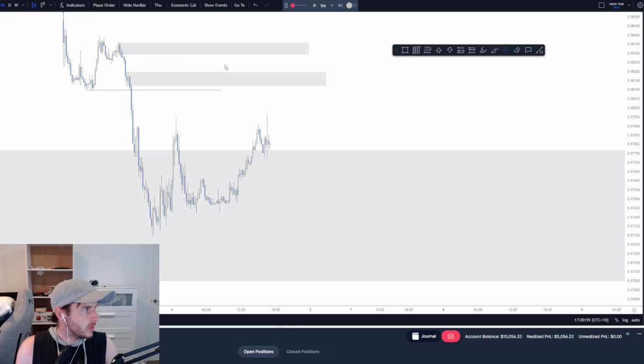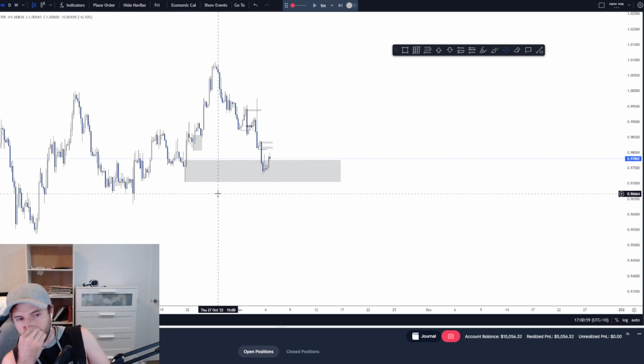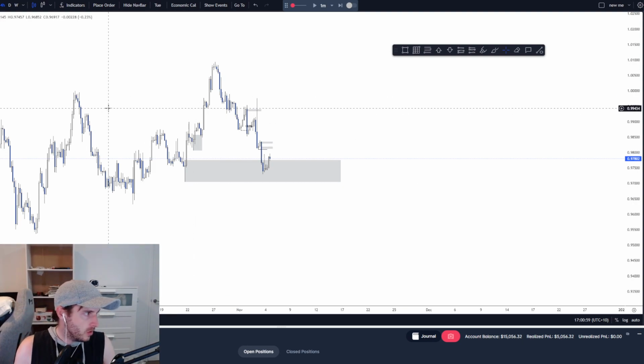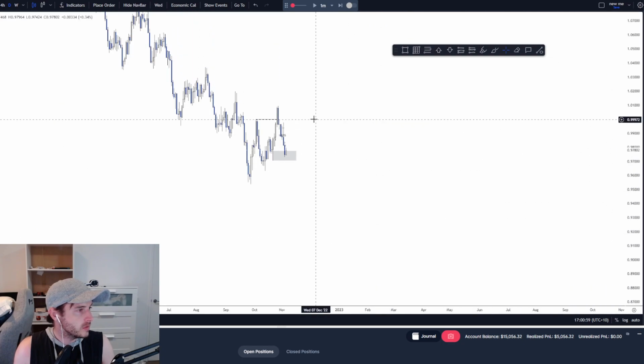Okay, so looking at the 4-hour, it's in 4-hour demand, unmitigated 4-hour demand zone. Acting pretty good now. Overall you could say something like this. Once this demand zone fails, I am expecting it to go bearish for sure, because overall we're bearish on the daily.